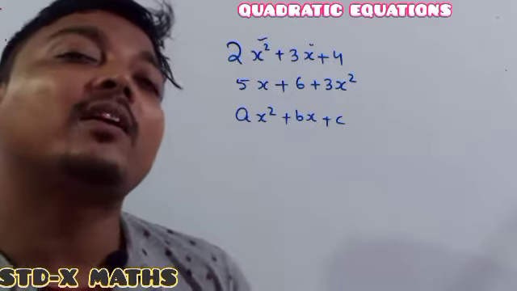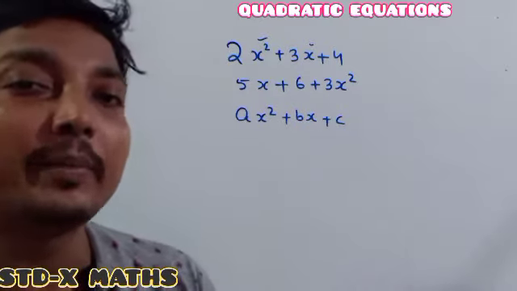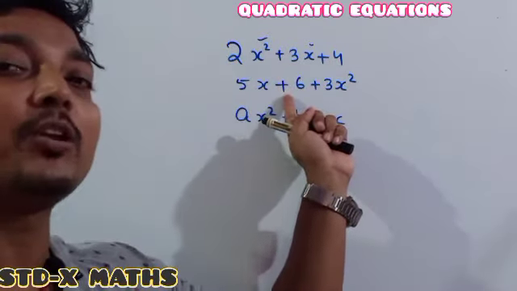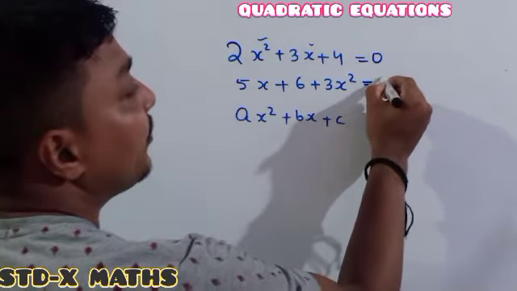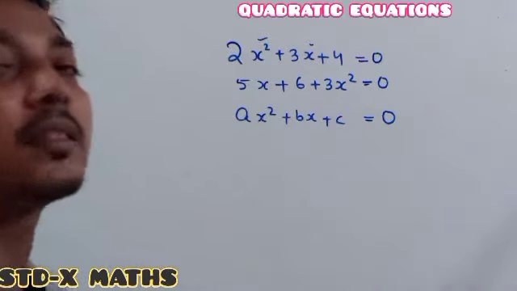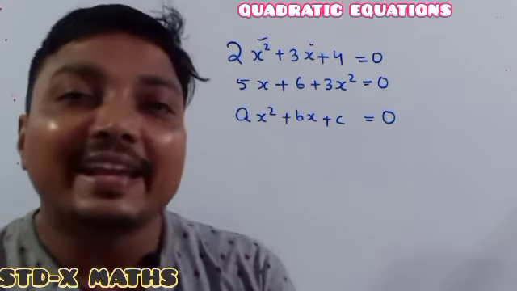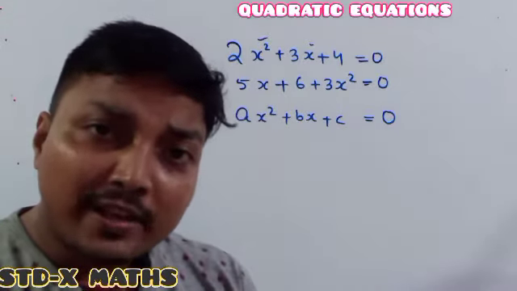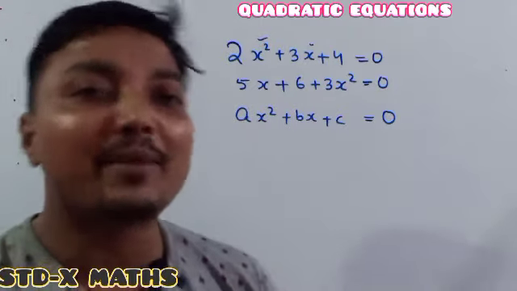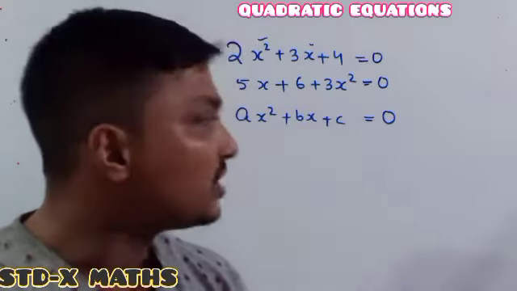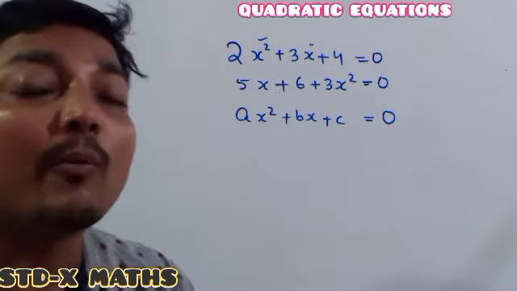Remember one thing: to get the definition of the quadratic equation we have to take the help of the quadratic polynomial. This is one quadratic polynomial, this is another, and this is another. Whenever I equate a quadratic polynomial to 0, the equation we obtain is called a quadratic equation. So the quadratic equation is the equation obtained on equating the quadratic polynomial to 0.